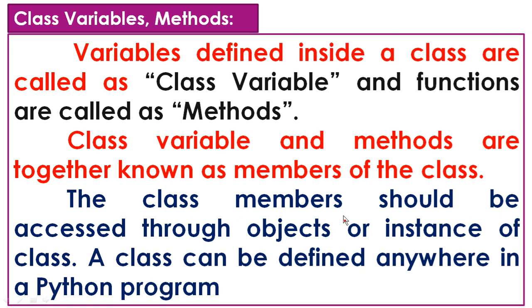The class members should be accessed through objects. The class members should be accessed through objects only, or instances of the class. A class can be defined anywhere in the Python program. For example, class variable x is accessed from outside the class by using the object name, for example s dot x equal to 10. You can access the class variables or methods from outside the class by using the dot operator with the object name.